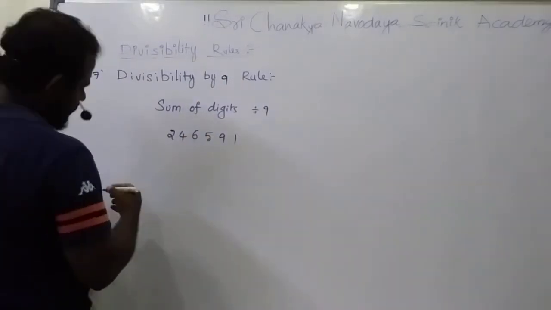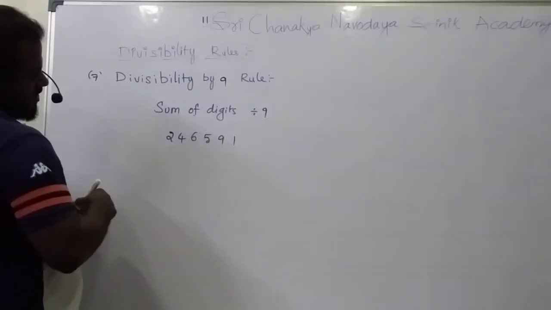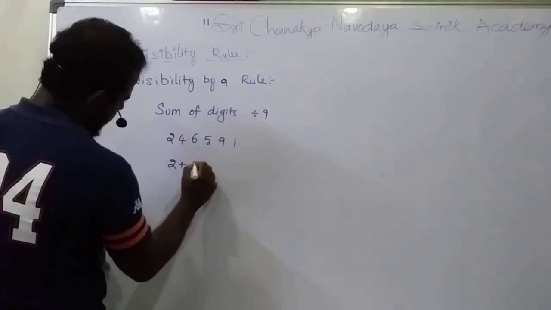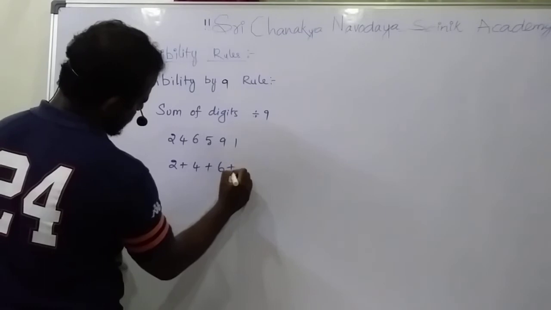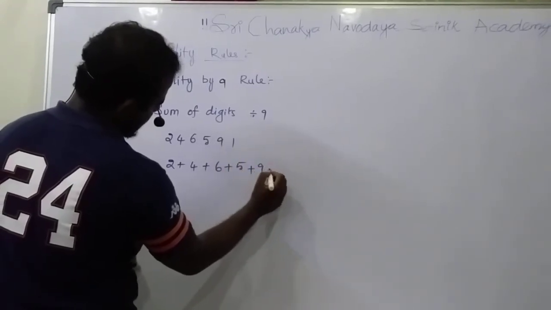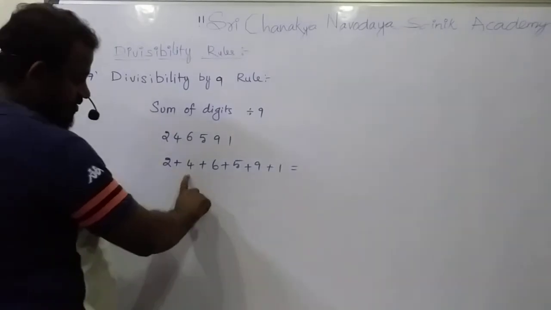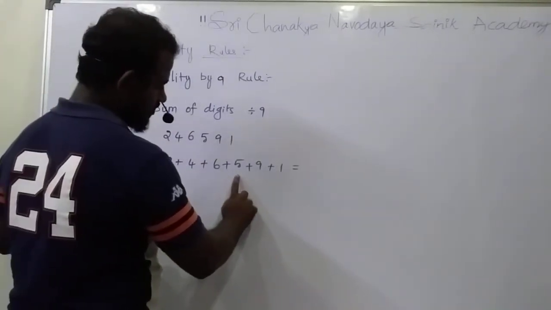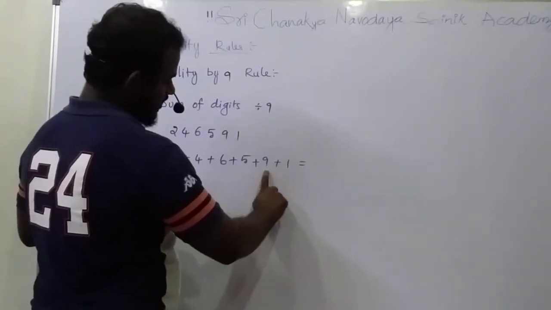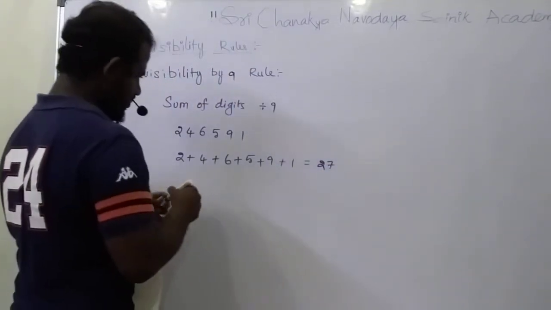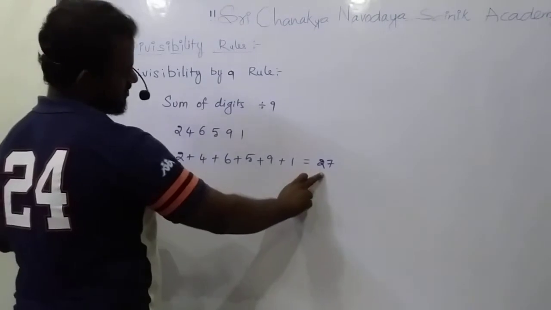So we will see, the divisibility by 9 criteria is the sum of the digits. So first we need to add the digits: 2 plus 4 plus 6 plus 5 plus 9 plus 1. And what is the result? 2 plus 4 is 6, 6 plus 6 is 12, 12 plus 5 is 17, 17 plus 9 is 26, 26 plus 1 is 27. So the sum of the digits is 27.